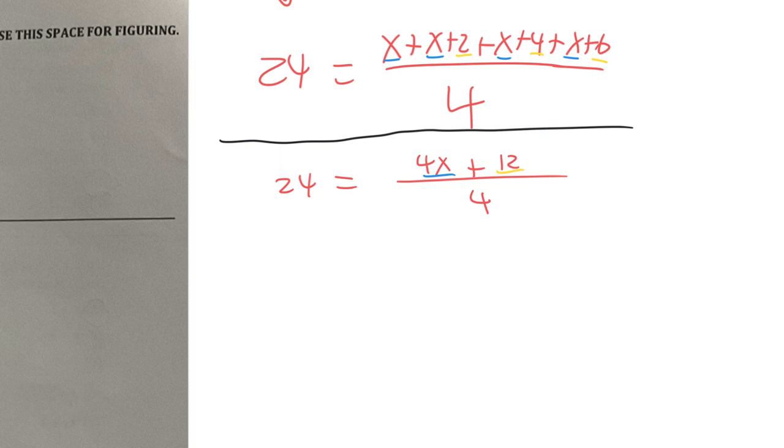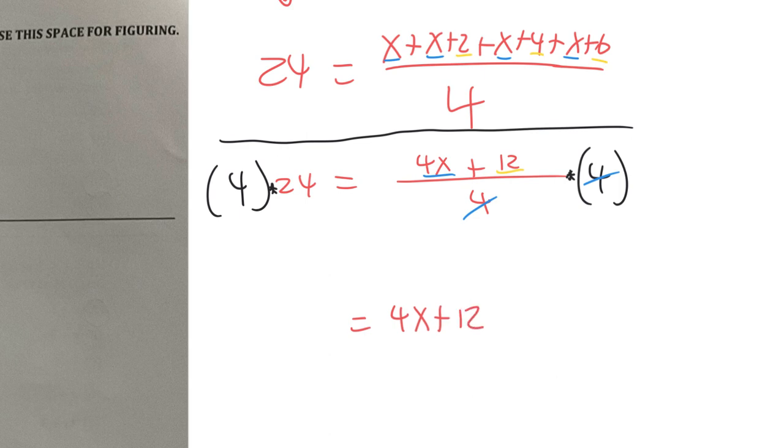And the way to get rid of that is you can literally multiply both sides of the equation by 4. Now, by multiplying both sides of the equation by 4, what that does is that cancels that 4 out. And what that leaves you with is just 4x plus 12 over here. Now, 4 times 24 is 96.